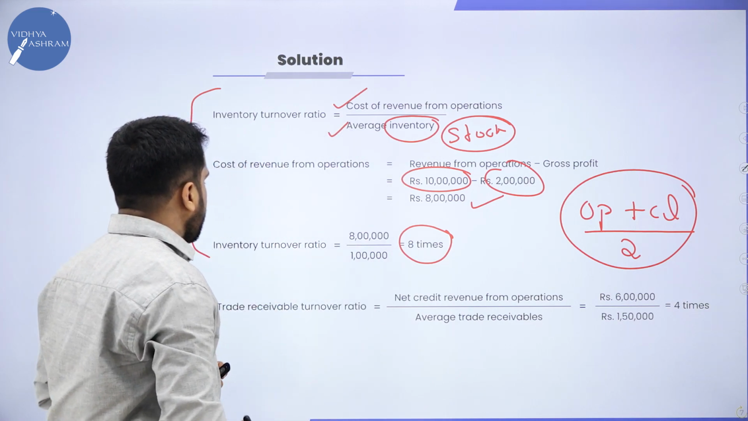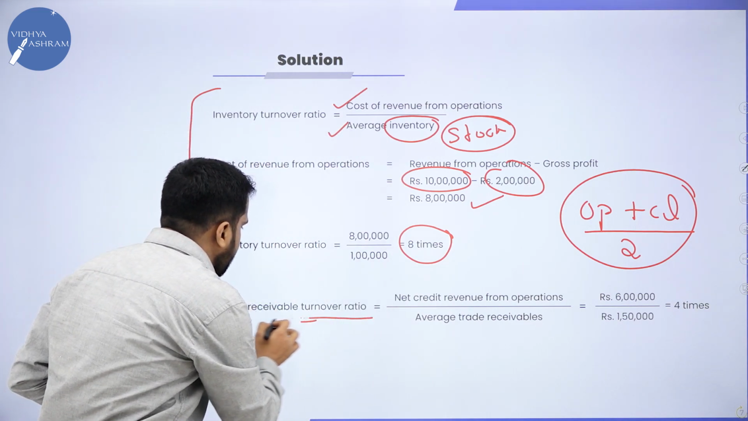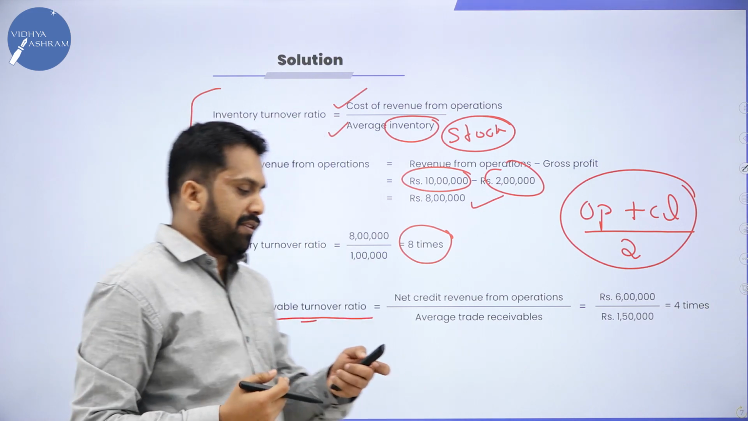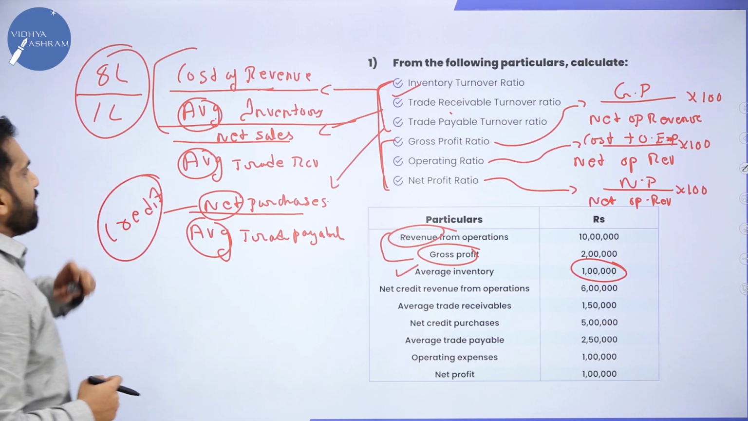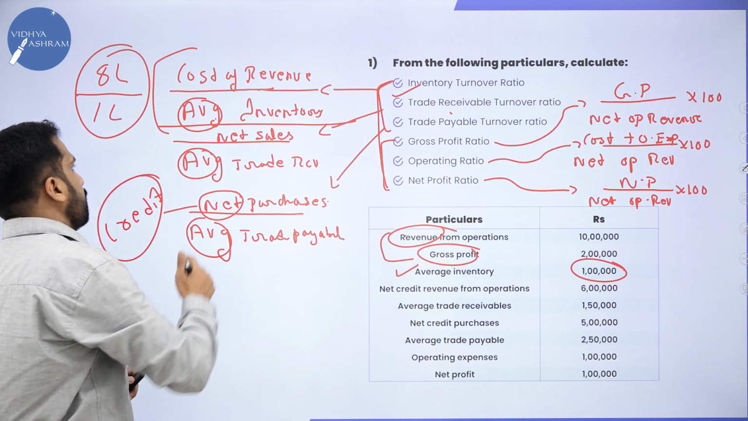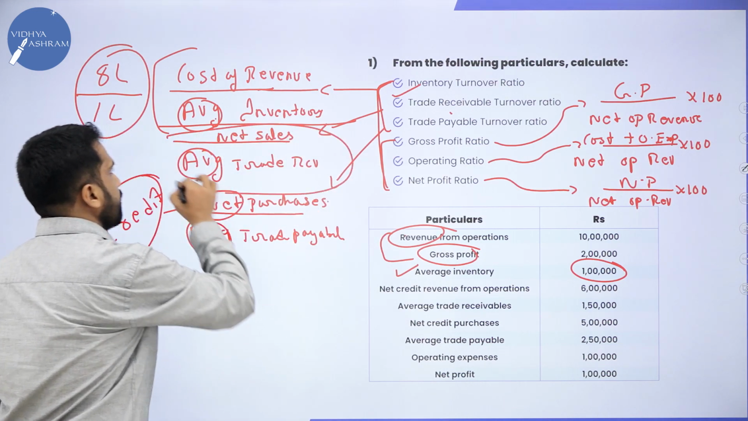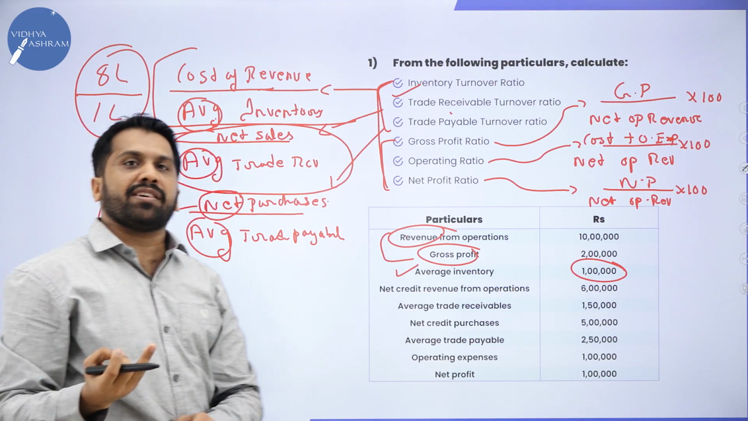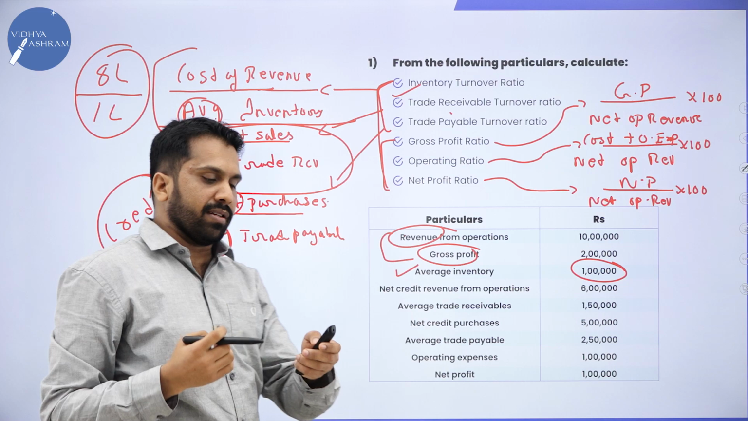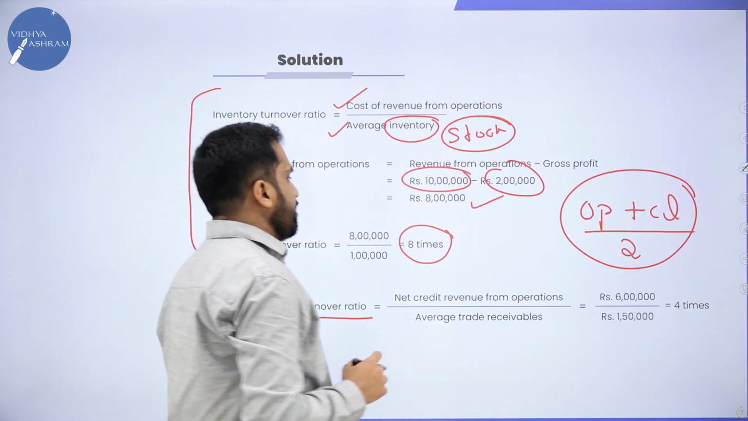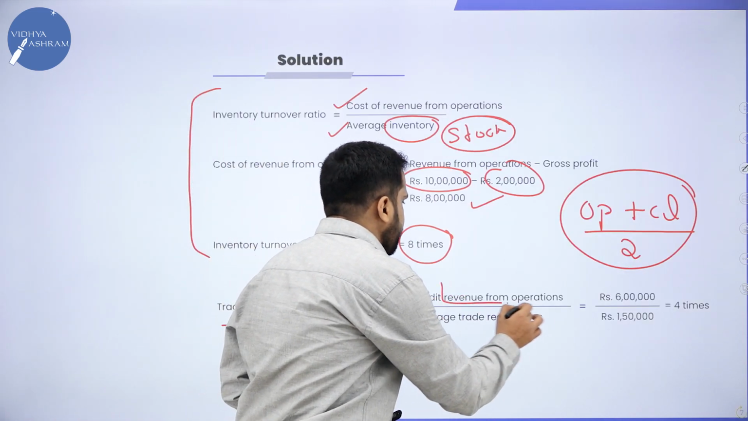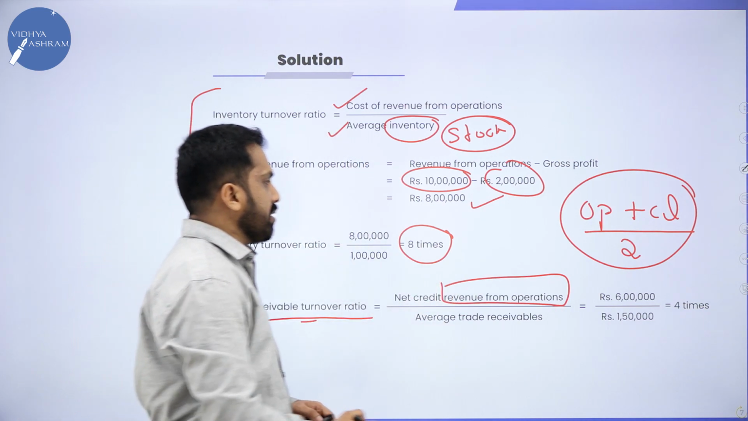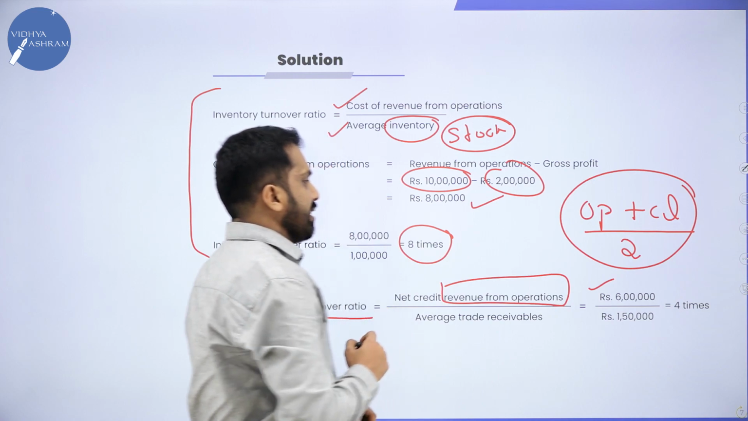Now, next, trade receivable turnover ratio. What is the formula for trade receivable? The formula is sales divided by average trade receivable. So what is your sales? As I told you, sales means revenue from operation. Your sales, we know, is 6 lakh.